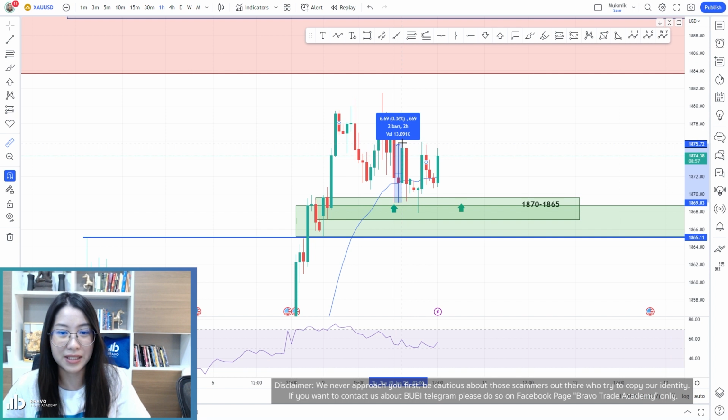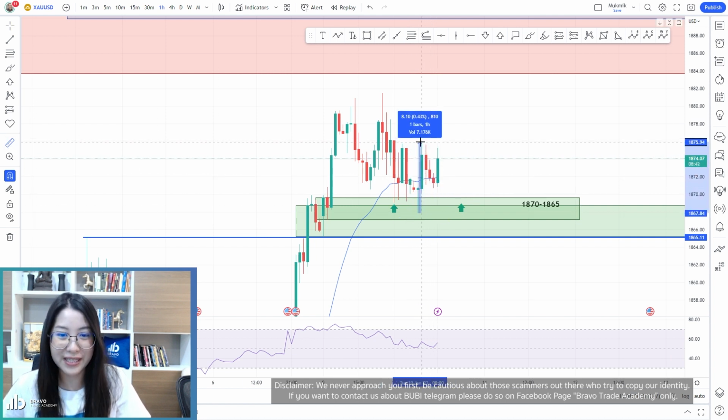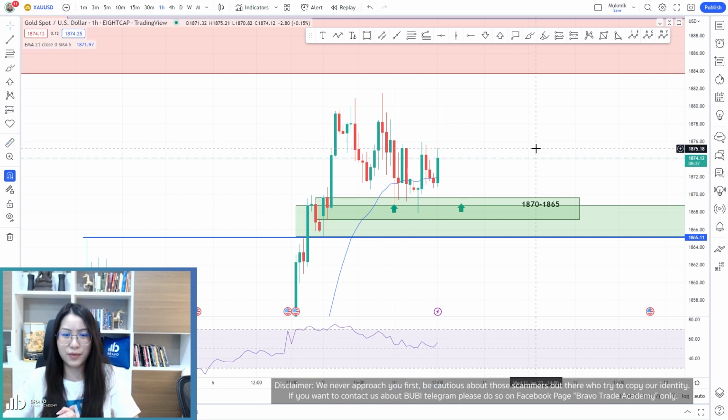And the second time it bounced back only around 670 points. And the third time it bounced back to only around 260 points. And then the fourth time it bounced back to around 800 points. So why do we need to take you through this?